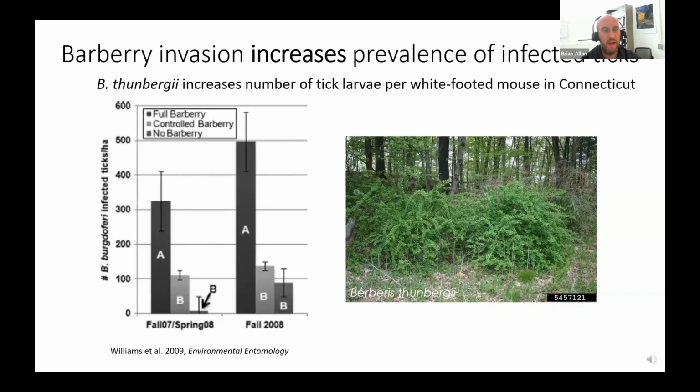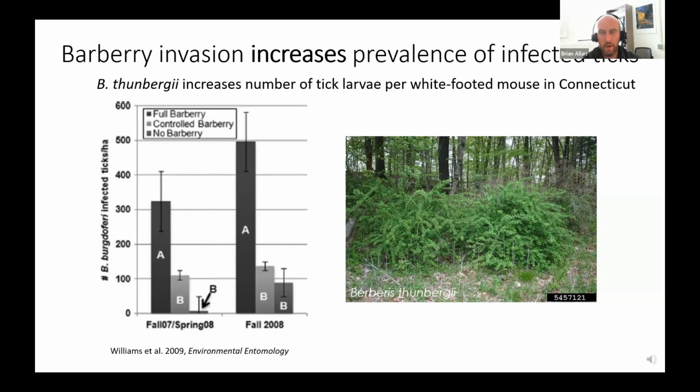Meanwhile, in the Northeast, my colleague Scott Williams in Connecticut was studying another invasive plant species, a shrub called barberry, and looking at how it impacts the biology of the black-legged tick and its transmission of the pathogen that causes Lyme disease. And they found that barberry invasion increases the prevalence specifically of infected ticks. And it's a really interesting story.